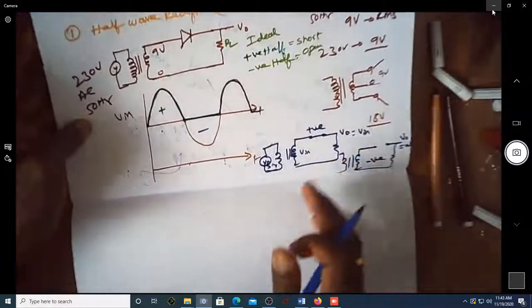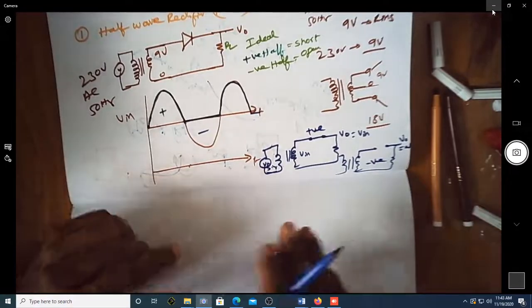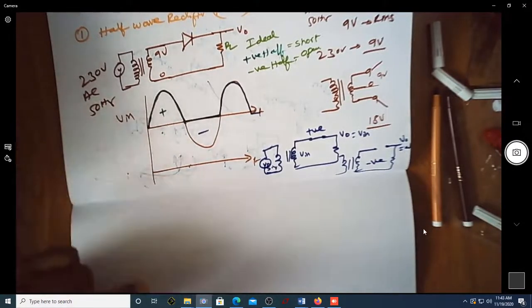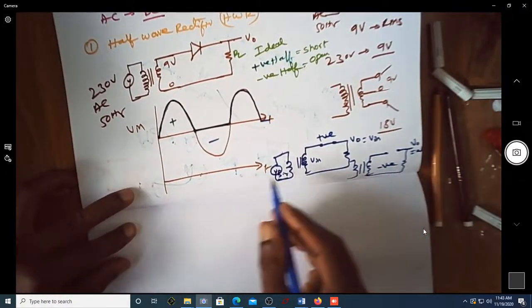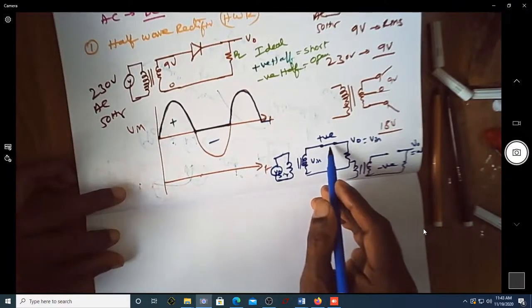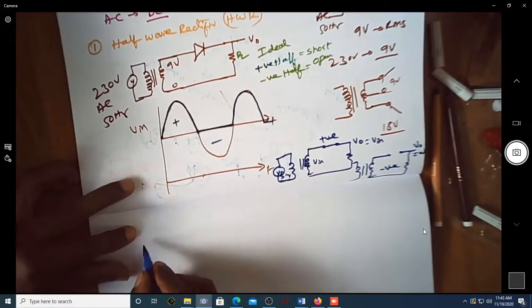If you consider a typical circuit, then I cannot consider it as a full short circuit. So I will still consider it a short circuit, but there is a built-in potential that will be considered whenever it is considered as forward bias.